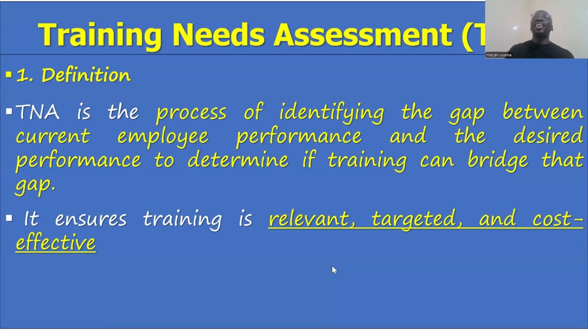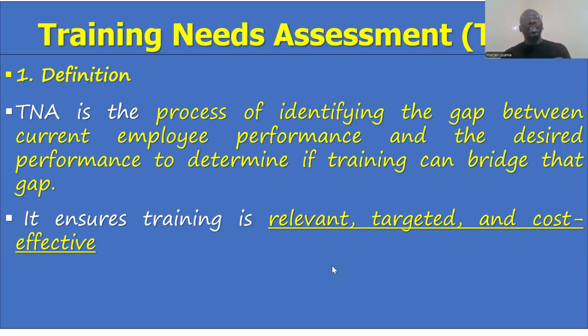So at-tahlil al-ihtiyajat normally answers the question, do the workers need the training? So we give the training that the employees need, not what the management needs. Sometimes you find that the management of the organization just force, they just come with any training. Oh, next month we shall be having a training in communication skills. Next month we shall be having a training in reporting skills.